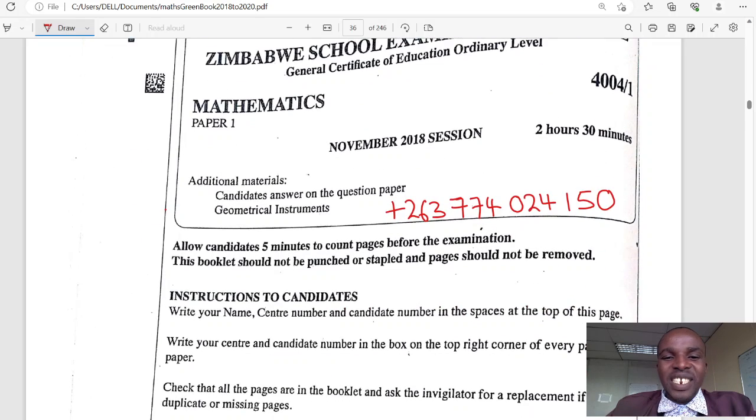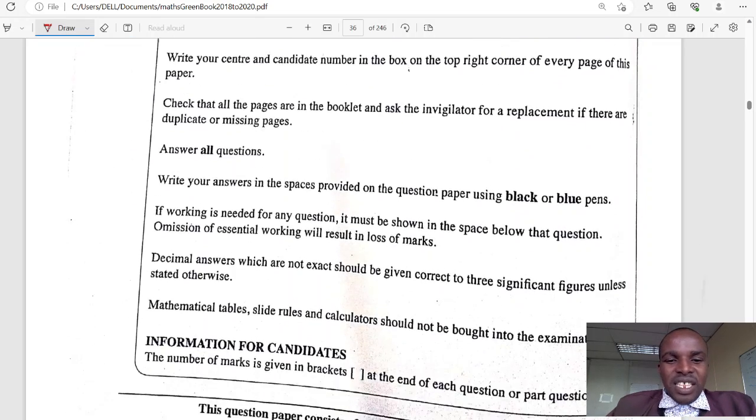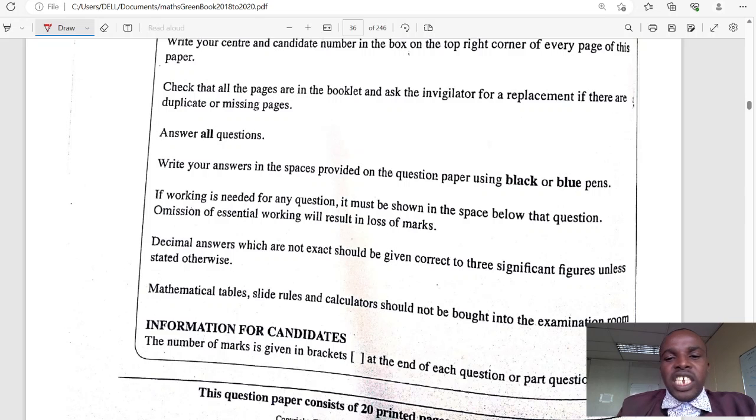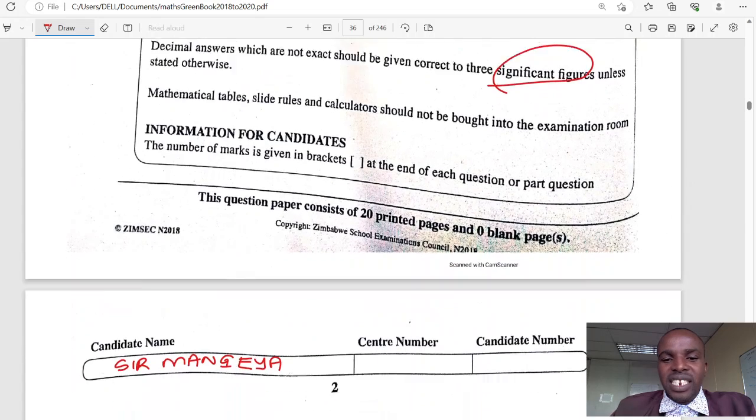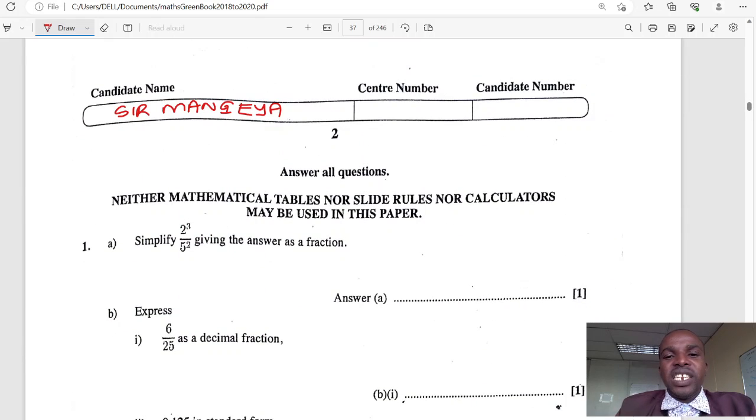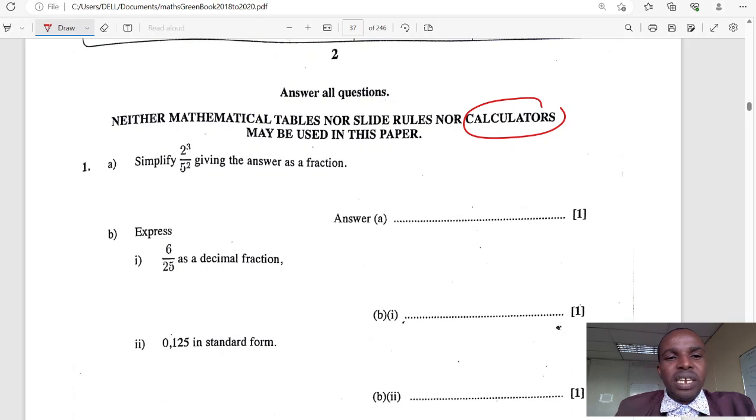Right, let's get started. If the degree of accuracy is not specified, please give 3 significant figures, unless otherwise stated. Unfortunately, in this paper, no calculators are needed. Then, question number 1. Simplify 2 to the power 3 over 5 squared, giving the answer as a fraction.